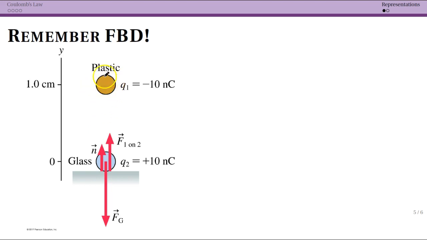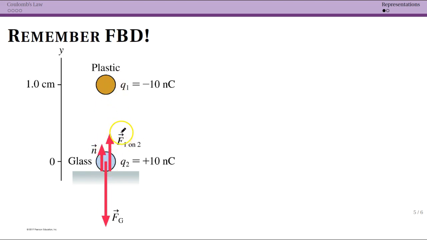Now we're not obviously going to worry about the forces acting on the plastic bead. We're going to think about the forces acting on the glass bead. Now all three of them are shown already. We have the gravitational force down, which is due to the mass or the weight of the glass. We have a normal force up, which is due to the bead pressing on the surface. And then we have F1 on 2, which in this case is going to be the Coulomb force, or the electrostatic force, which is the attractive force between these two beads.